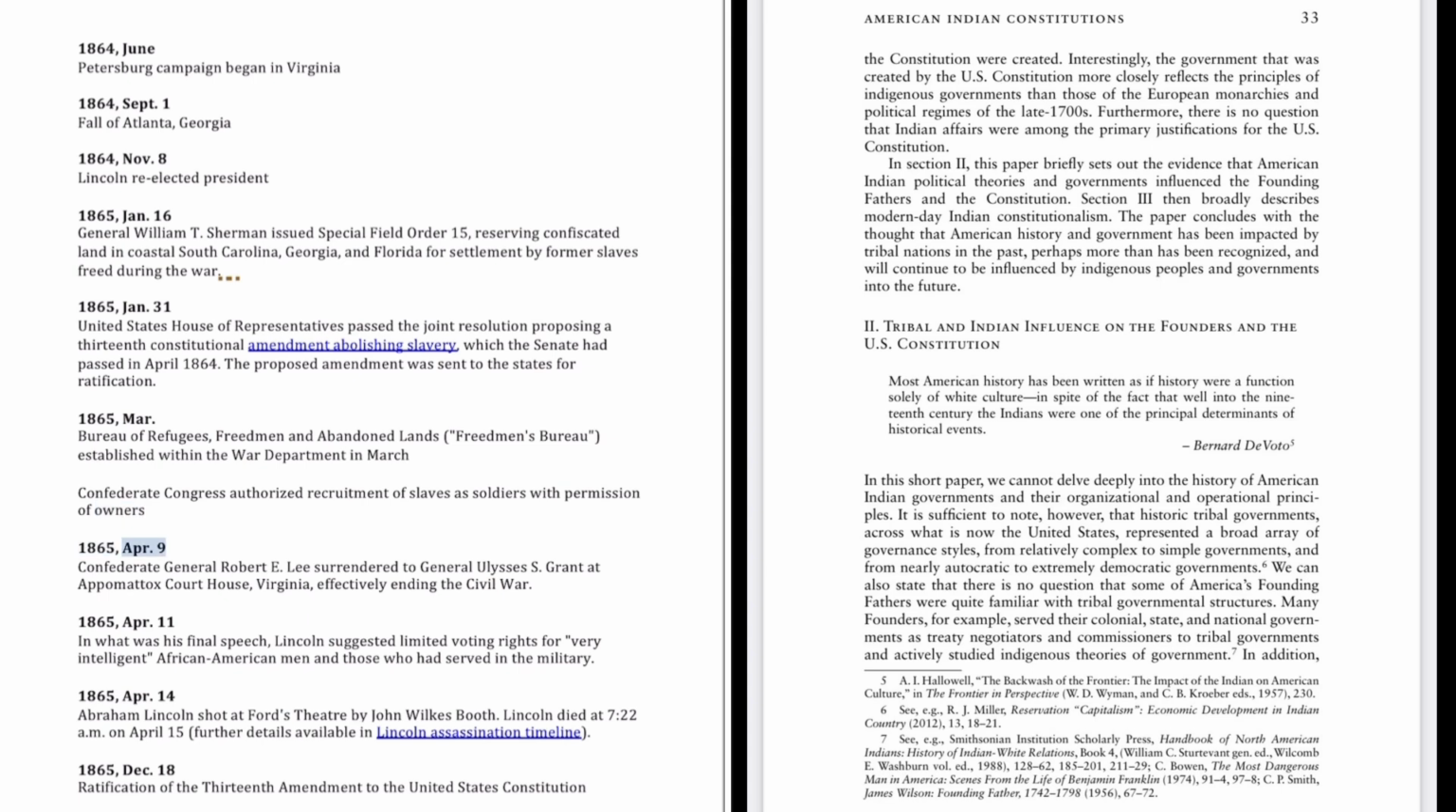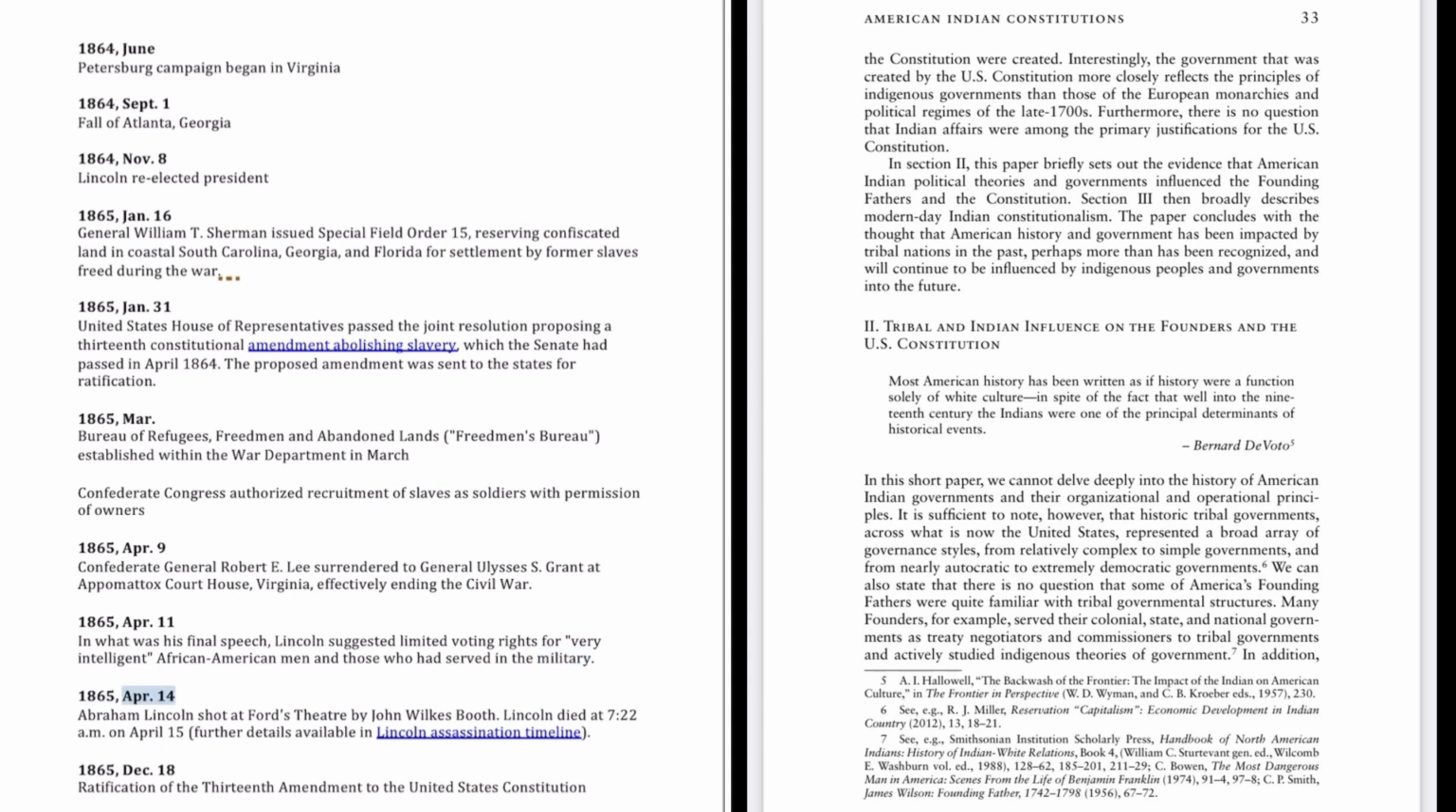1865, April 9. Confederate General Robert E. Lee surrendered to General Ulysses S. Grant at Appomattox Courthouse, Virginia, effectively ending the Civil War. 1865, April 11. In what was his final speech, Lincoln suggested limited voting rights for very intelligent African American men and those who had served in the military.